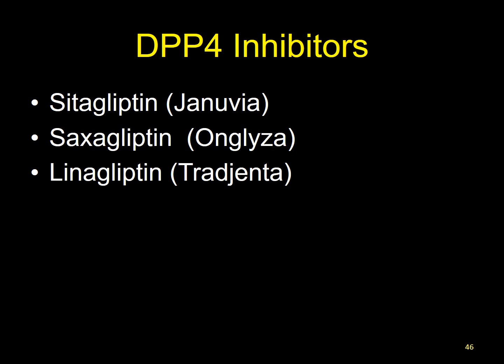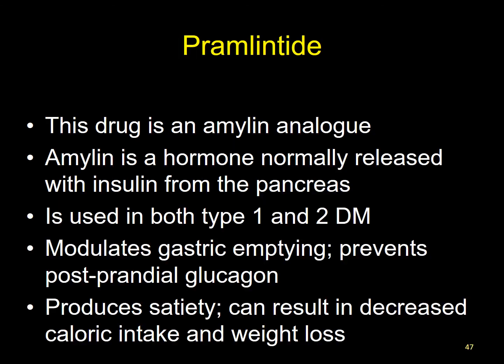Januvia was the first one, and then Onglyza, I don't know who came up with that name, but Onglyza is another one, and then there's Tradjenta. These are oral agents, and as I say, they inhibit your own DPP-4, which allows the patient's own GLP-1 to hang around longer. Less side effects, less profound effects. They just don't lower A1C as much. Then we have this other drug, pramlintide.